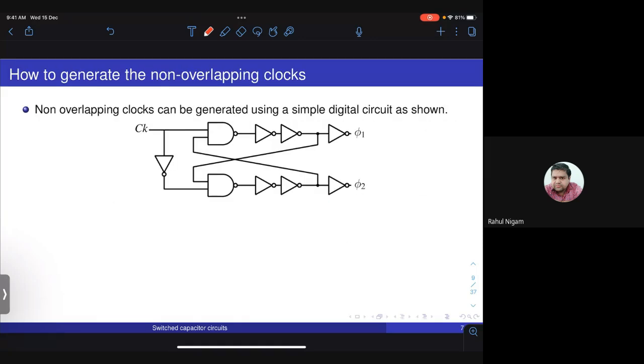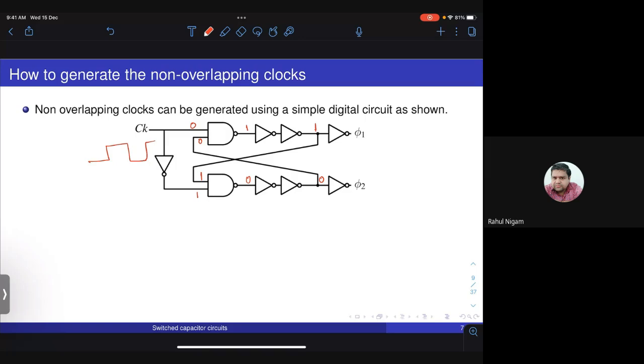It's a very simple digital circuit to generate non-overlapping clock. If I have a clock signal here, when you pass it through this digital circuit, you will basically get a non-overlapping clock. Maybe I'll just quickly work this out. If this is 0 and this is 1, what happens? 0 into whatever signal is here will be 0. This will be 1, and this will get a 1 after 2 inversions. Therefore, this is 1, and this is 0, and this 0 will come here. So this is the steady state of the circuit.